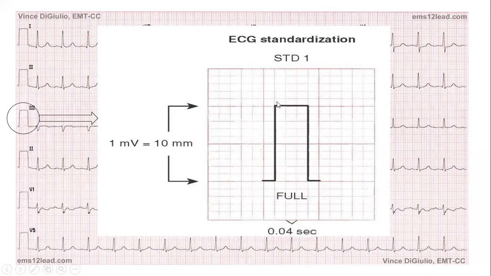Now, when this is too high, it's going to make your waves or your deflections also too high, and you can be misled that there are pathologies where there aren't any. And obviously, if it's too small, your waves are also going to be very small. So it's important to always double check that this is 2 big boxes high, and then 1 big box going across.